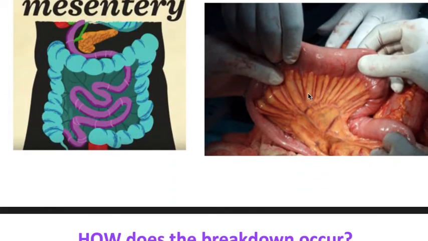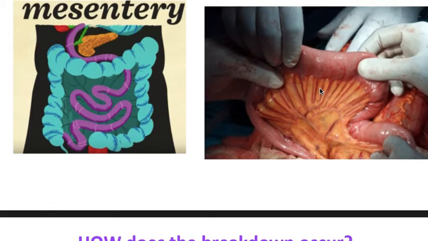Finally, your mesentery. Here's an actual picture of mesentery from an actual patient. And so if you think of your tube, it can't just actually come apart. It's all connected with this connective tissue called the mesentery. It holds it all together.